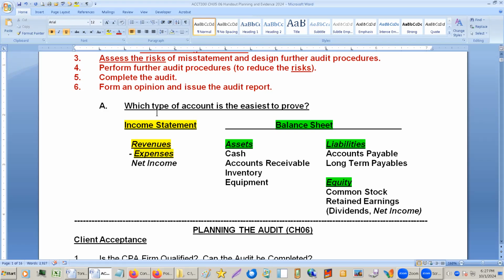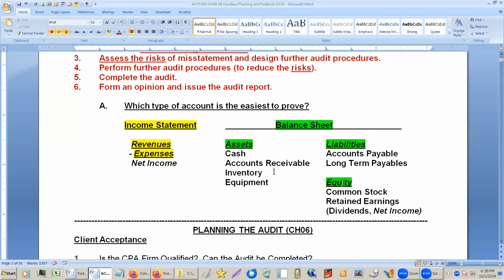If you had to prove something, we have these 5 different accounts. We have the revenues and expenses. We have assets, liabilities, and equity. By the way, accounting is really kind of interesting in that every transaction we can think of falls into those 5 categories, basically.